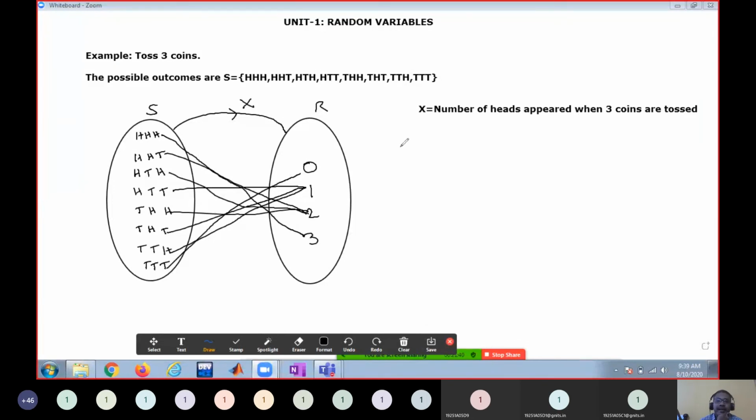So what do you mean by x equal to 2? Two heads appeared. That means what? HHT, HTH, THH. What is this called? Event. Any subset of a sample space is nothing but an event. Am I right? So this is nothing but an event.